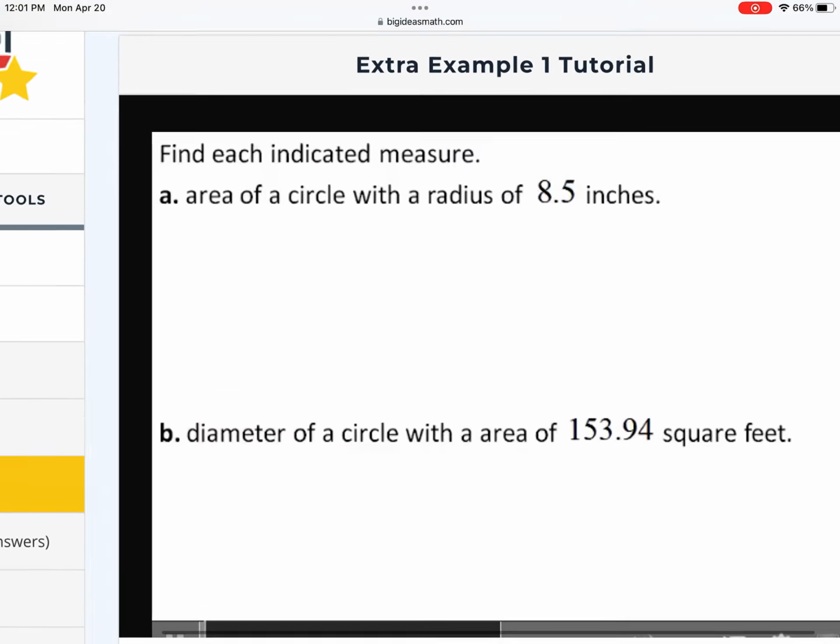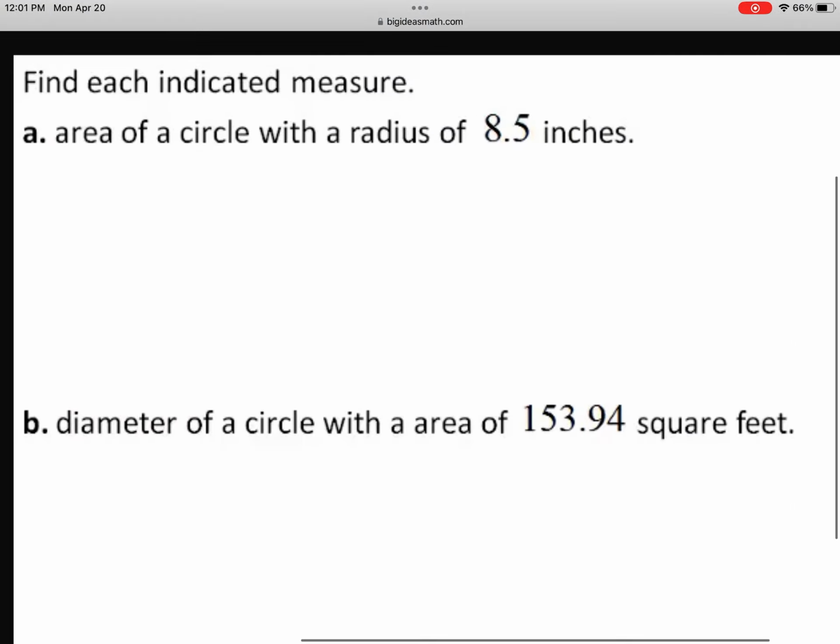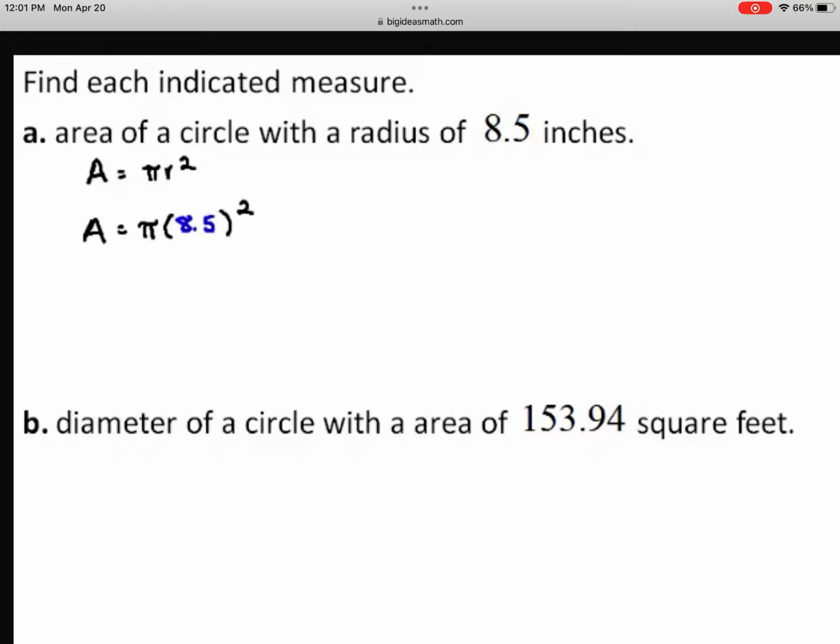Find each indicated measure. Part A. Area of a circle with a radius of 8 5/10 inches. Recall the equation for the area of a circle is A equals pi times r squared. Substituting in the given information gives A equals pi times 8 5/10 squared.